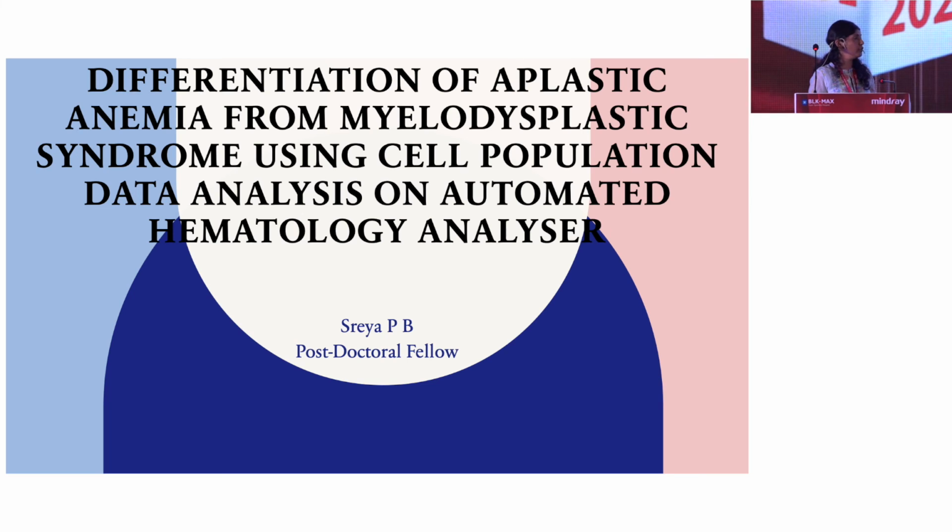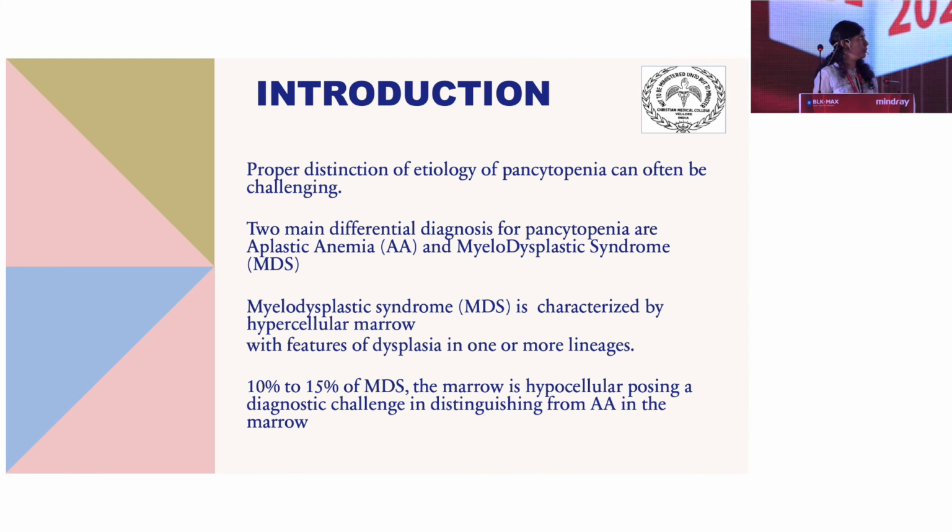I am going directly into my short study, which is differentiation of aplastic anemia from myelodysplastic syndrome using cell population data analysis on automated hematology analyzer. So, proper distinction of etiology of pancytopenia can often be challenging. Two main differential diagnoses for peripheral blood pancytopenia are aplastic anemia and myelodysplastic syndrome, presently called myelodysplastic neoplasms.